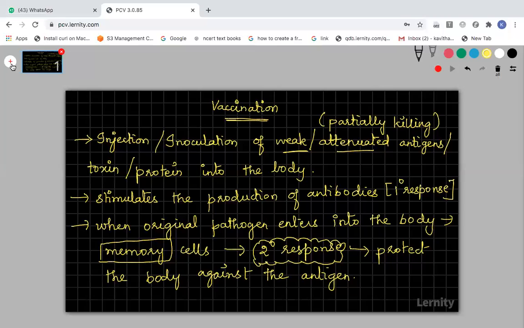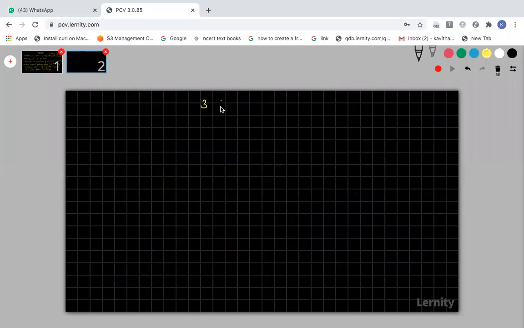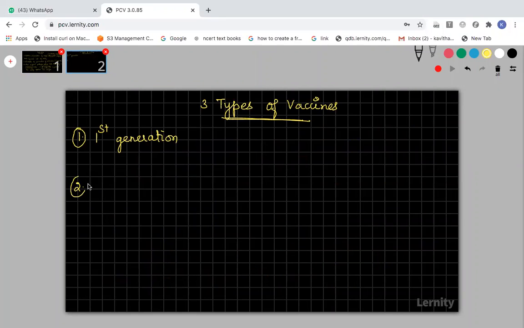Now let me tell you the three types of vaccines we have crossed. We have crossed three different types of vaccines from the discovery till today. What are the three different types? The first generation vaccine, then the second generation vaccine, and then the third generation vaccine. So three generations of vaccines have been identified so far.